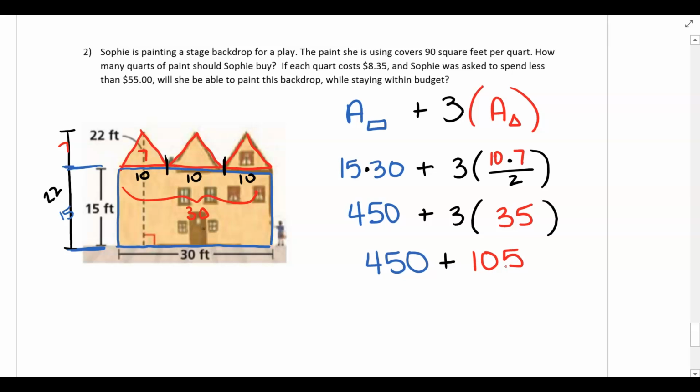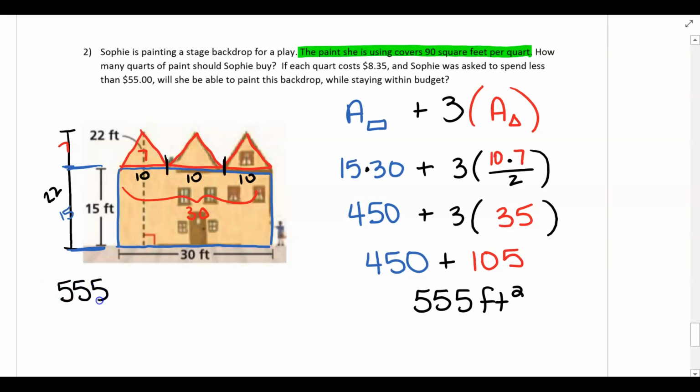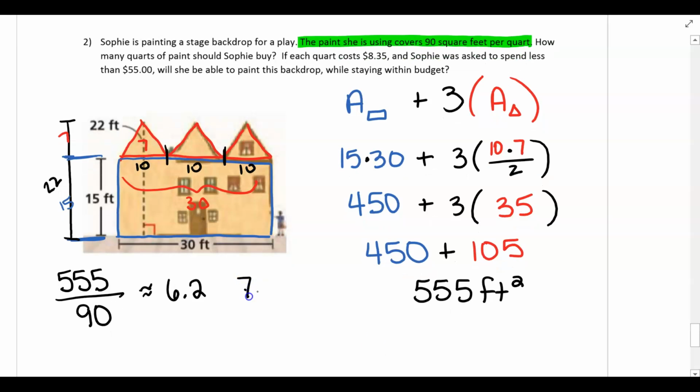I see that the total area of the backdrop comes out to be 555 feet squared. But we're not done, right? The paint she uses covers 70 square feet per quart. So if I divide the 555 feet squared that we need to cover by 90 feet squared per can, we see that we need approximately 6.2 cans. But here's the problem. Can I buy 0.2 of a can? The answer is no. So if I need 6.2, it means I actually need to buy 7 quarts.